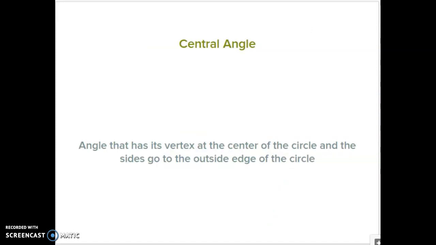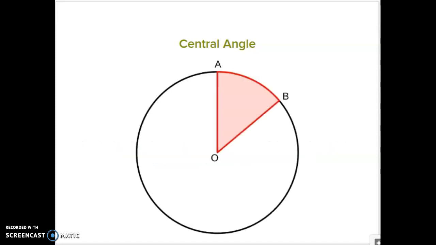Next, we have a central angle. A central angle is an angle whose vertex is at the center of the circle, and the endpoints are at the outer edge of the circle. So for example here, central angle AOB. We're talking about this angle here. So if I wanted to label that angle, AOB, just like that.